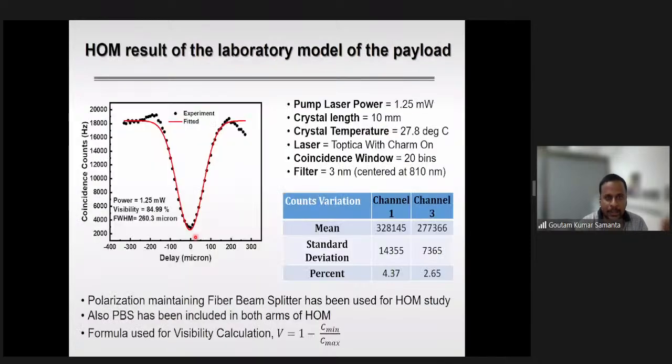Okay, so that is what the HOM interferometry measurements are in the lab. The lab model of the source we have tested using a sophisticated laser, but we are yet to implement it using this diode laser, in due course of time, to see a good HOM visibility. Here a 3 nanometer bandwidth filter is used, which gives the full width at half maximum of this HOM curve of around 260 micrometers, and some of the parameters in terms of the coincidence and so on.